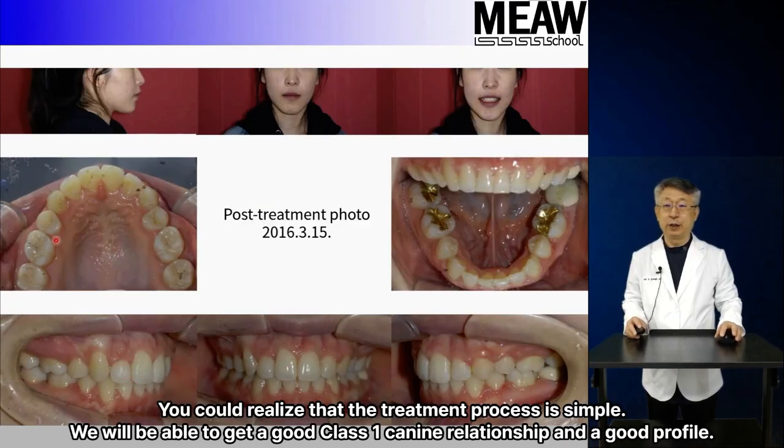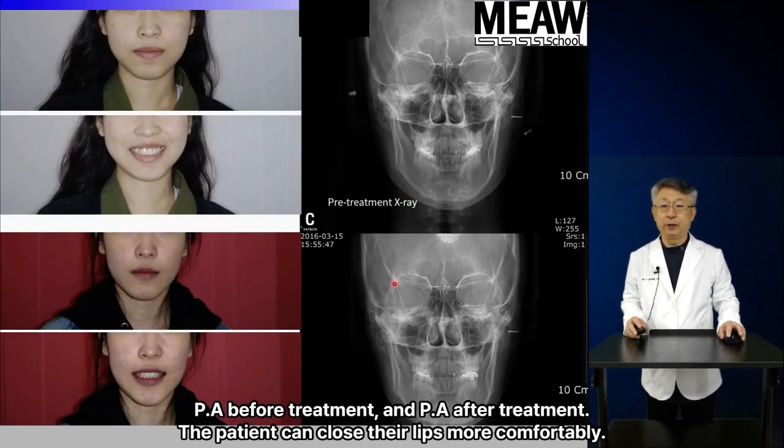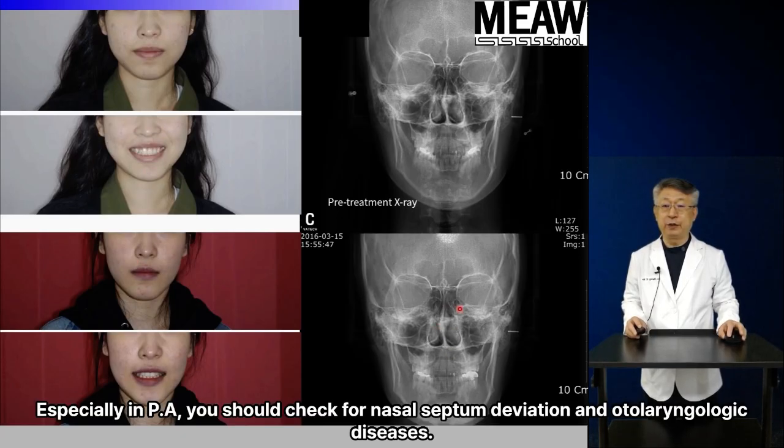You could realize that the treatment process is simple. We will be able to get a good Class 1 canine relationship and a good profile. There are panoramas of before and after treatment. PA before treatment and PA after treatment. The patient can close their lips more comfortably. Especially in PA, you should check for nasal septum deviation and otolaryngologic diseases.